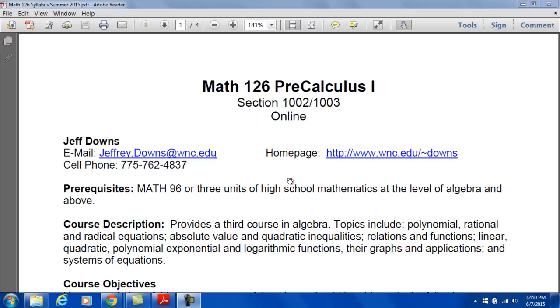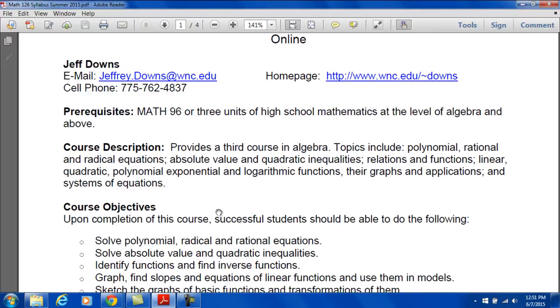So Math 96, or 3 units of high school mathematics, is the prerequisite. Of course, you all know that because you're here. And looking at the numbers, we're full, which is pretty cool. The course description provides a third course in algebra. Topics include polynomial, rational, and radical equations, absolute value and quadratic inequalities, relations and functions, linear, quadratic, polynomial, exponential, and logarithmic functions, their graphs and applications, and systems of equations.